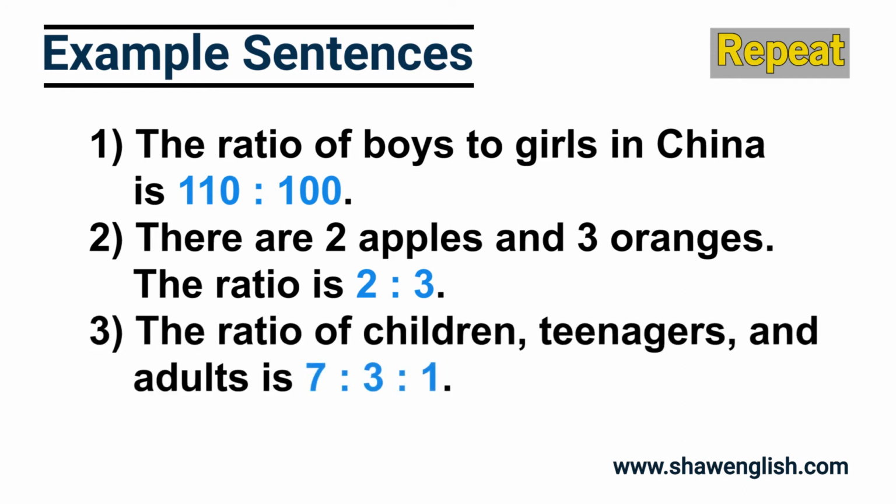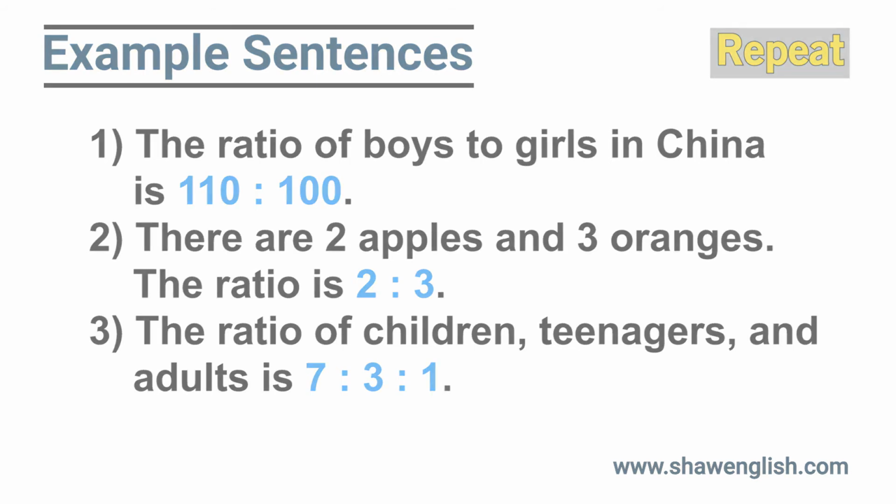And the last example. The ratio of children, teenagers, and adults is 7 to 3 to 1. Okay, so I hope you have a better understanding of how to express ratios in English.